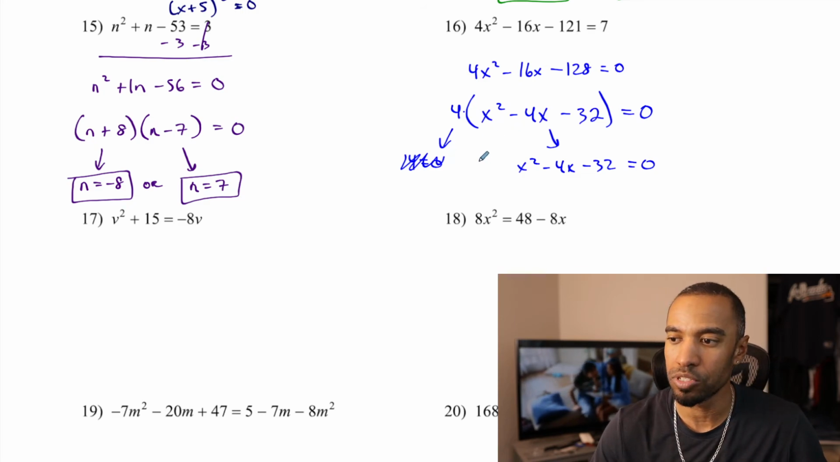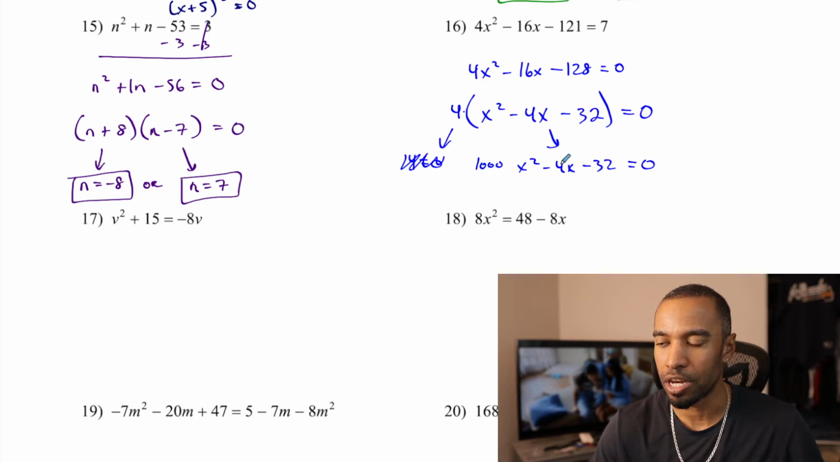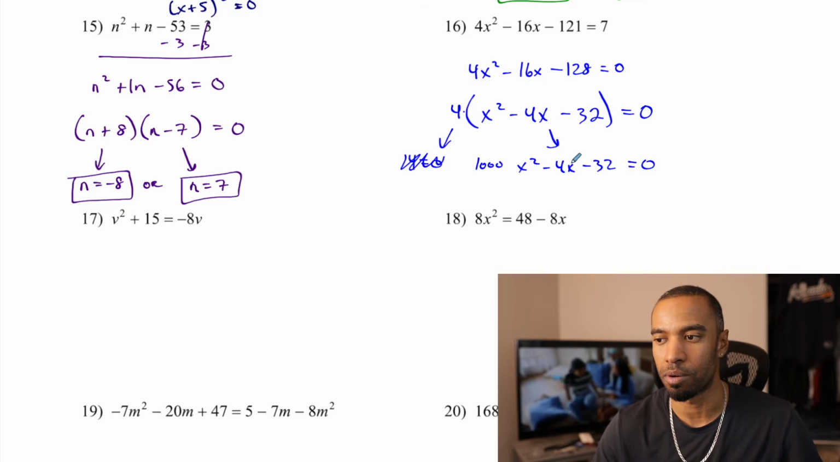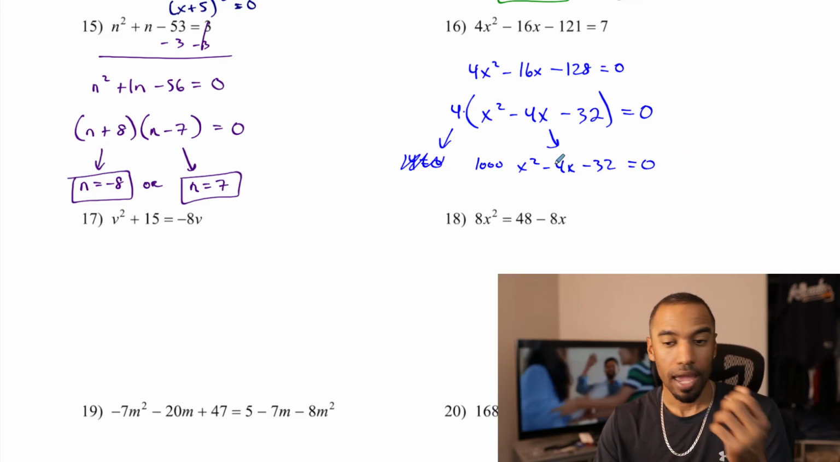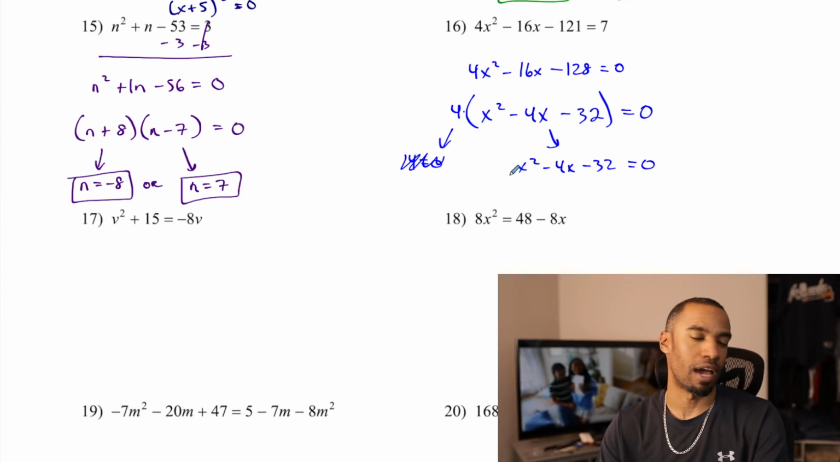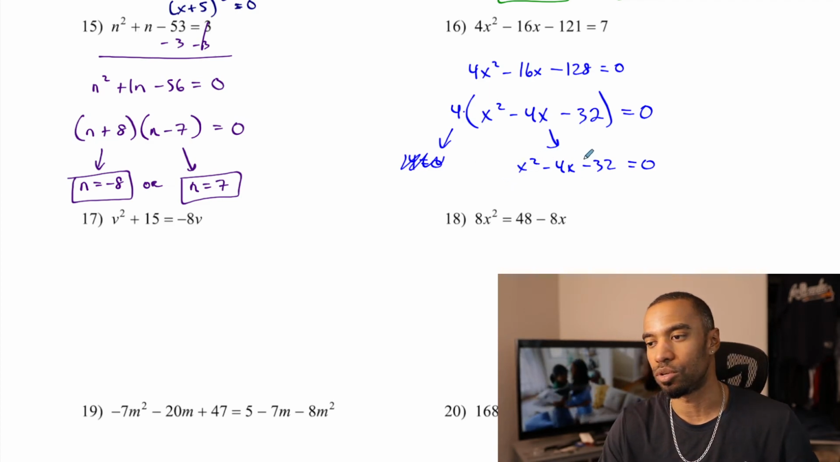I could multiply both sides by 1,000 right here. I could make it 1,000x squared minus 4,000x minus 32,000 equals 1,000 times 0, which is 0. And it's still the same answers that you get for x.